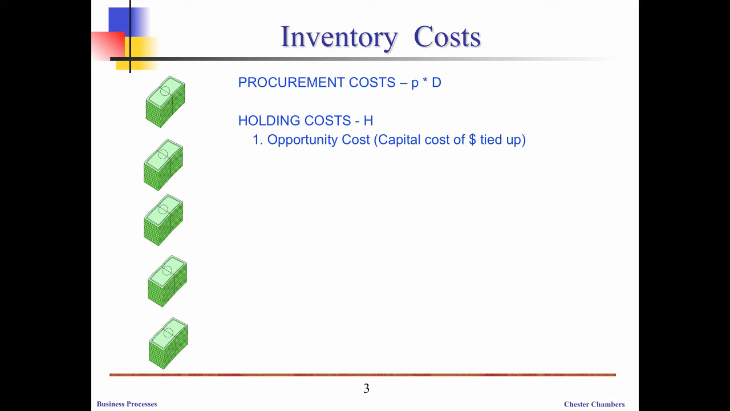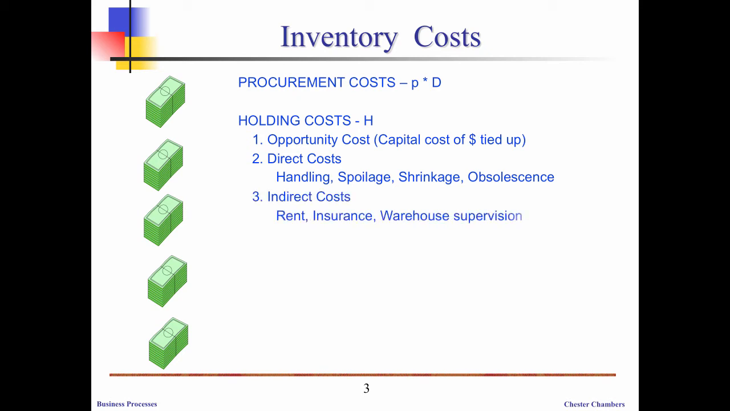We also have direct cost, such as wages for personnel involved in handling the inventory, as well as the reduction in value over time due to spoilage, theft, or obsolescence. Finally, we must consider the indirect cost, such as a share of warehouse rent, insurance, and supervision.